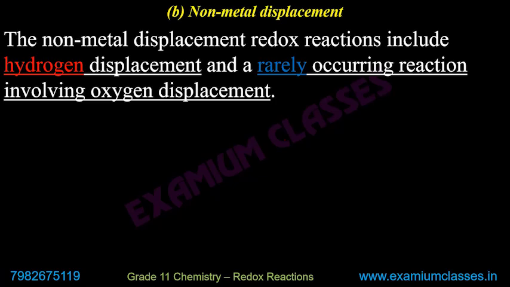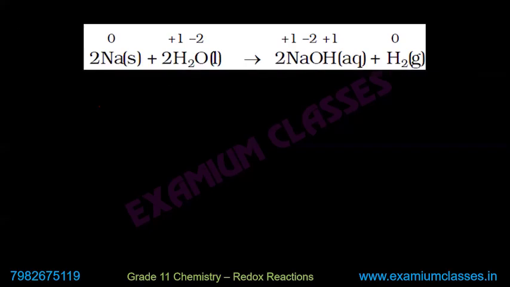Non-metal displacement. Redox reactions include hydrogen displacement and the rarely occurring reaction involving oxygen displacement. So normally hydrogen displacement will be there in redox non-metal displacement reactions, but sometimes oxygen displacement will also be there. This is a very common one where sodium has displaced hydrogen from H2O. So it is a displacement reaction where a metal has displaced a non-metal.